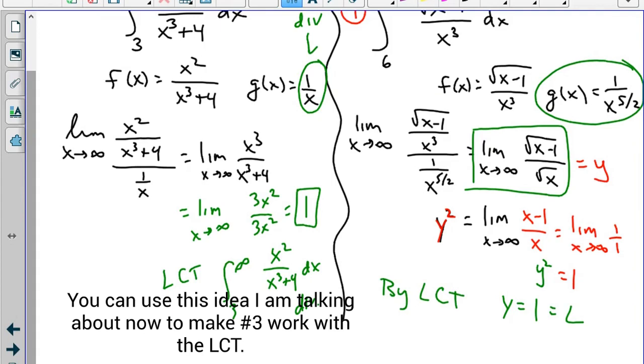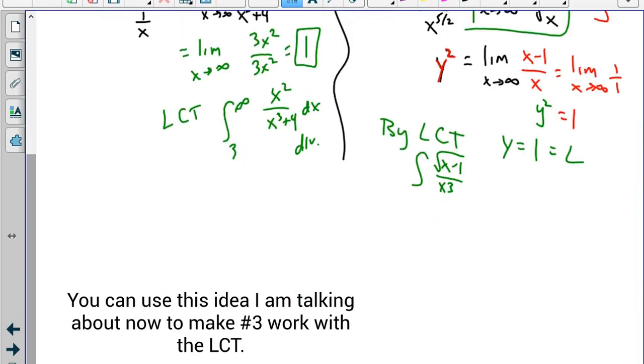Since 1 over x to the 5 halves integral from 6 to infinity converges, then the integral of root x minus 1 over x cubed dx also converges. It's a definite integral, so 6 to infinity. So there's a couple examples of limit comparison test.